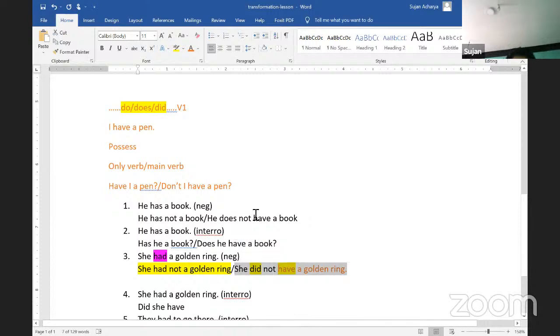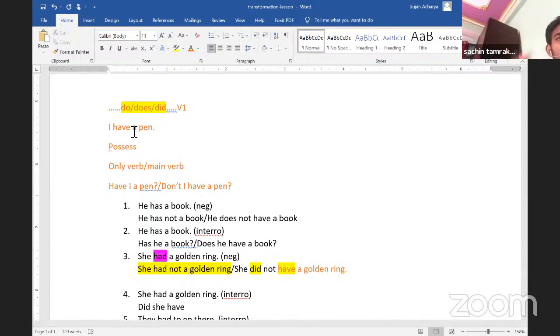When have is used as the possessive form or have is used as the main verb, both answers are correct. In this sentence, have is possessive also, because I have a pen means I possess a pen. As possessive, negative: I haven't a pen. As main verb: I don't have a pen.